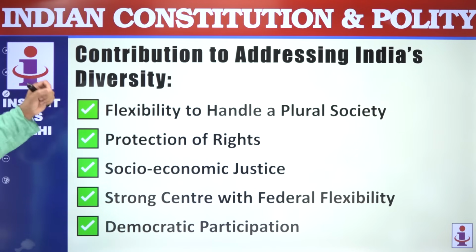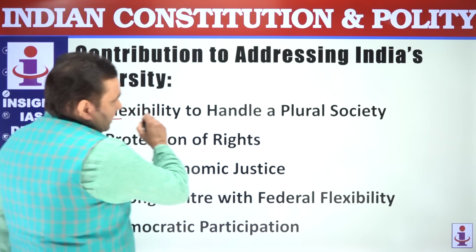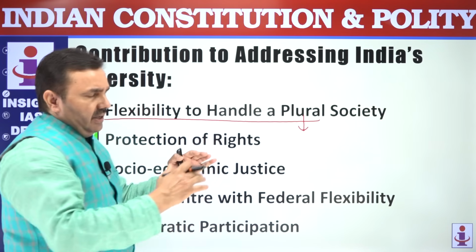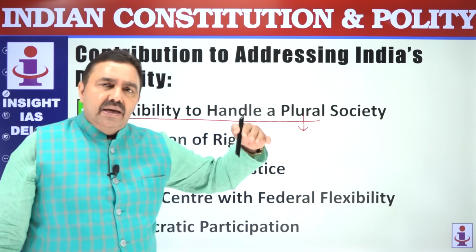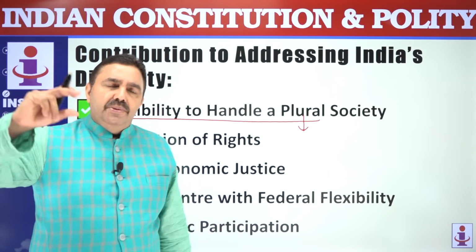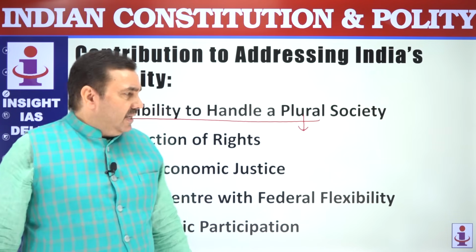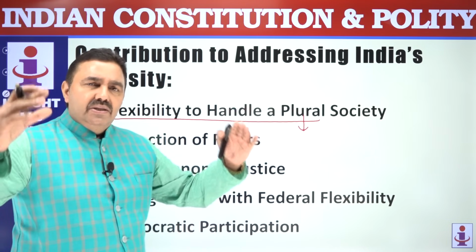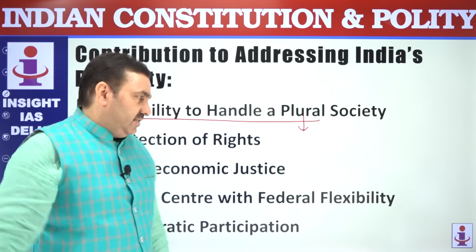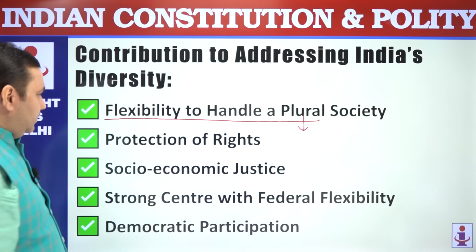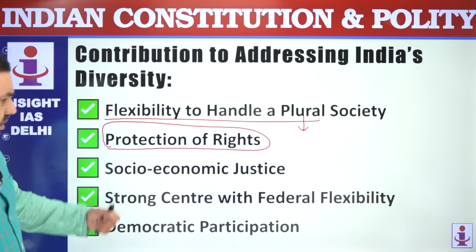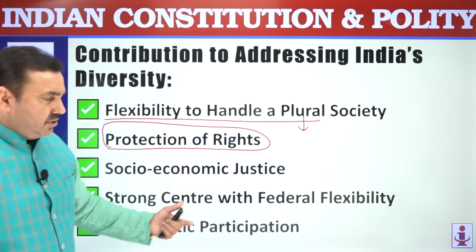How have these adaptations or borrowings affected the Constitution? The Constitution has become flexible to handle a plural society because diverse experiences were incorporated. If we adopted the chapter of fundamental rights from the USA, the concept of DPSP from the Irish Constitution, then we start creating a diverse system, and this is going to meet the needs of a plural or diversified society. Protection of rights: we have a chapter on fundamental rights adopted from or influenced by the Bill of Rights of America. Socio-economic justice: DPSPs from the Irish Constitution.